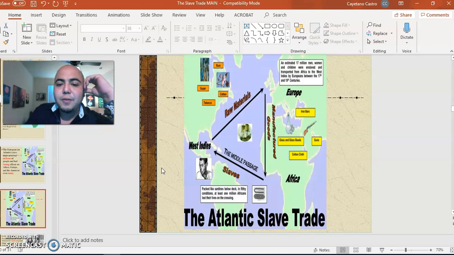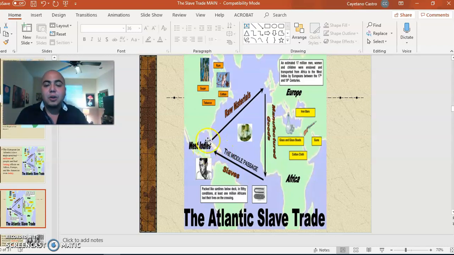So let's start off with the Americas. In the Americas, this is where you have Jamestown, where you have the early colonies that the Europeans came over here and they started. So in the Americas, the colonies are going to provide raw materials. Okay, if you don't know what raw materials are, let me explain that real quick. Raw materials are things as this.